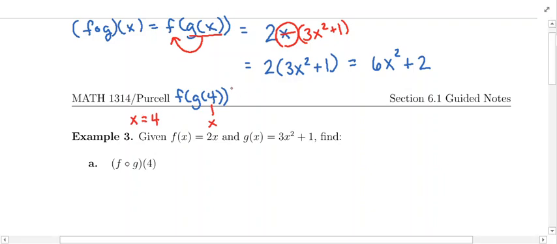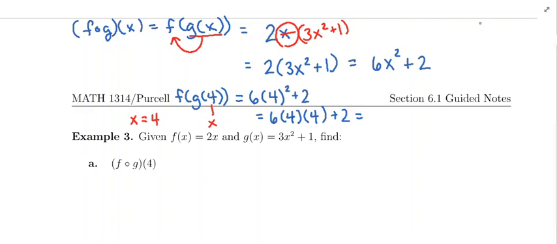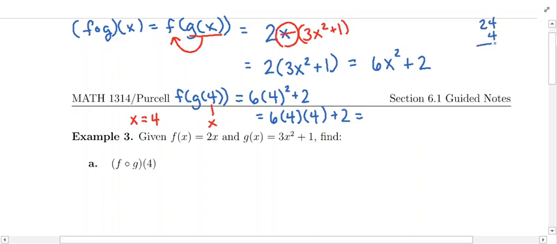You're going to get 6 times x squared. Remember, the 6 is not squared, just the x. So you get 6 times 4 squared plus 2. This is 6 times 4 times 4 and then plus 2. 6 times 4 is 24, times 4 is, I don't know, so I'm going to do it to the side. 24 times 4, that's 16, carry the 1, that's 96, plus 2. You get 98. So the answer to part A is 98.